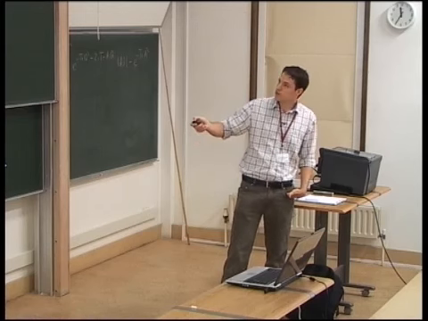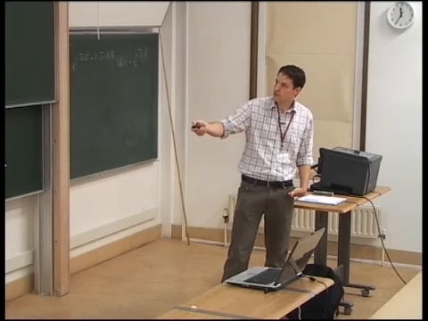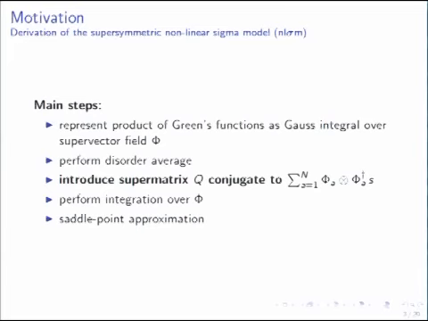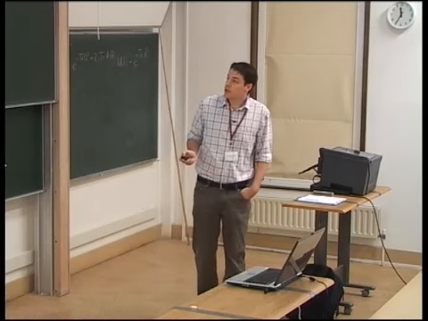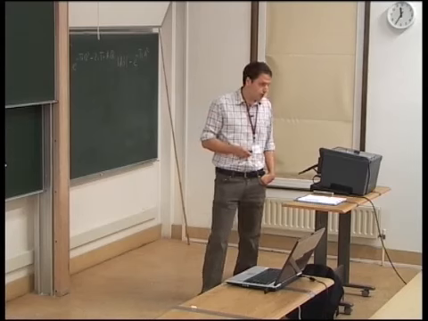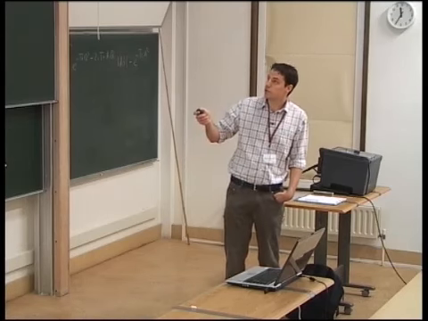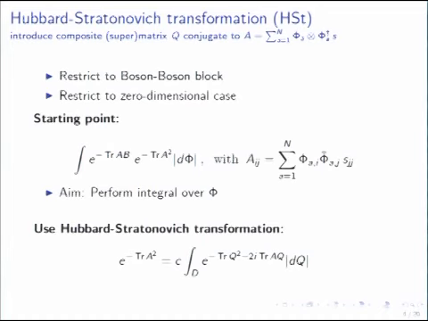The whole talk will be concerned with this step, the introduction of a supermatrix conjugate to this tensor product. The method is the Hubbard-Stratonovich transformation. There are different methods, but we will concentrate in this talk on the Hubbard-Stratonovich transformation. Since all the non-trivial things turn out in the boson-boson block, we will restrict to the boson-boson block. And for the same reason, we can also restrict to the zero-dimensional case.